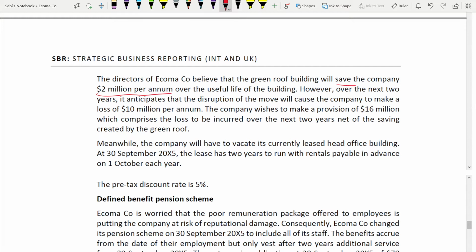However, over the next 2 years, it anticipates some disruption from the move, which will cause the company to make a loss of 10 million per annum. That means for both the years, 10 million per year loss.